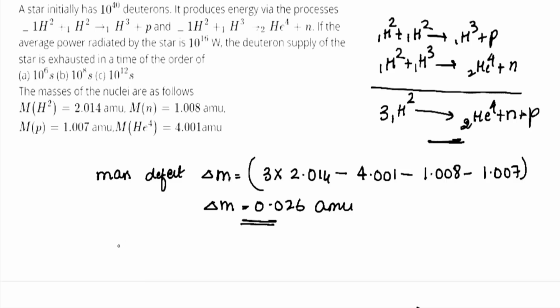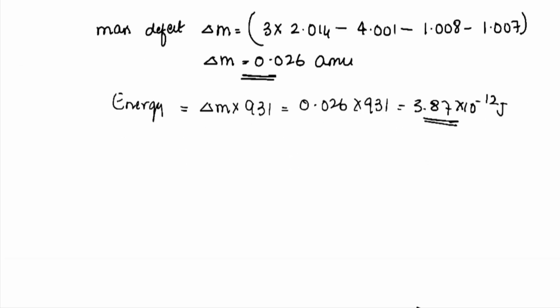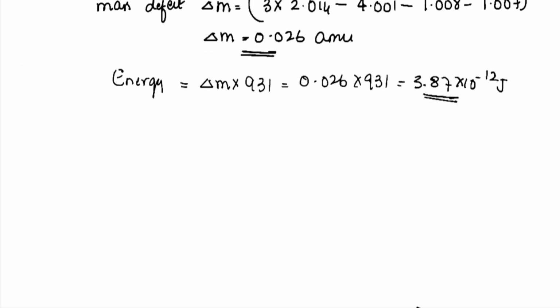Now we have energy equal to delta M into 931. So this is equal to 0.026 into 931. So we have it as 3.87 into 10^-12 joules. So this is the energy radiated in the process. Now we know that this is the energy radiated for 3 deuterons.